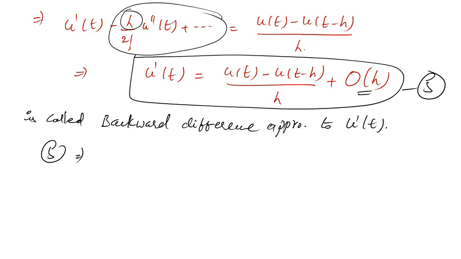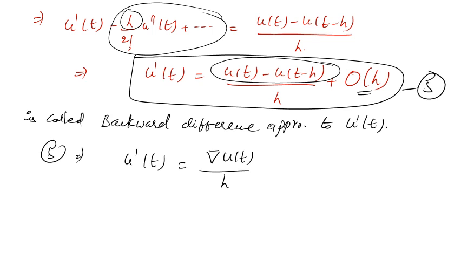Why is it called backward? Because this difference u of t minus u of t minus h can be written in terms of the backward difference operator del, plus order of h. That is why this u dash t formula is called the backward difference approximation.